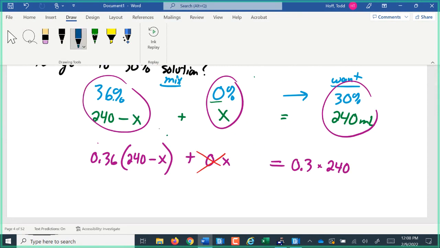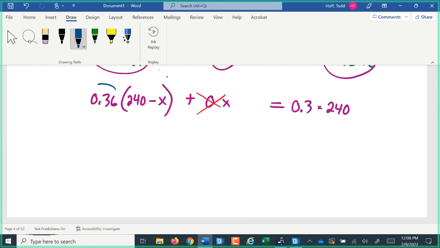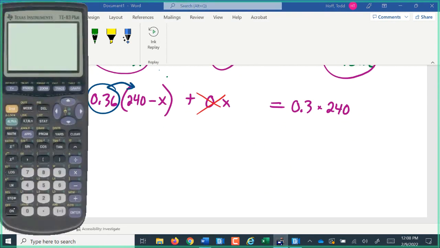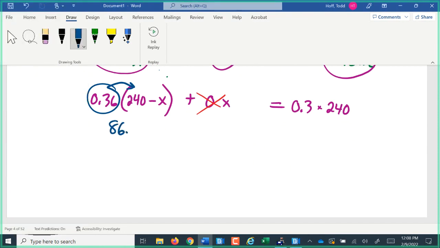Now we'll go ahead and combine. Distributing through the first parentheses, 0.36 times 240 is 86.4. 0.36 times a negative x is a negative 0.36x. Like I said, the 0x is just 0, so that is gone. So we're done combining on the left side. On the right side, we have 0.3 times 240, which is 72.